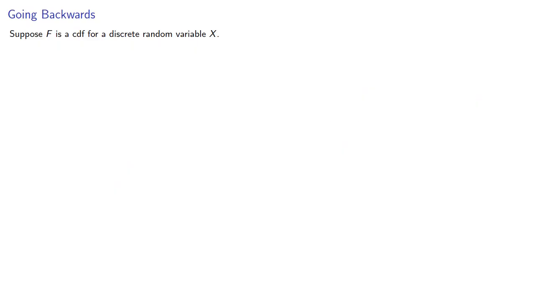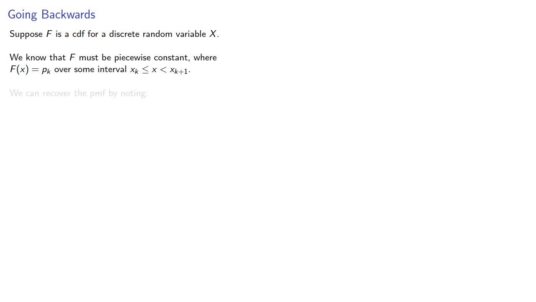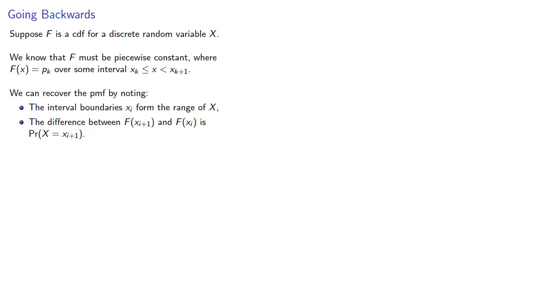We can also go backwards. Suppose f is a CDF for some discrete random variable. We know that f must be piecewise constant, where f of x is some probability. We can recover the probability mass function by noting the interval boundaries x_i form the range of x. They're the possible outcomes. And the difference between consecutive values of our CDF is going to be the probability of the boundary.